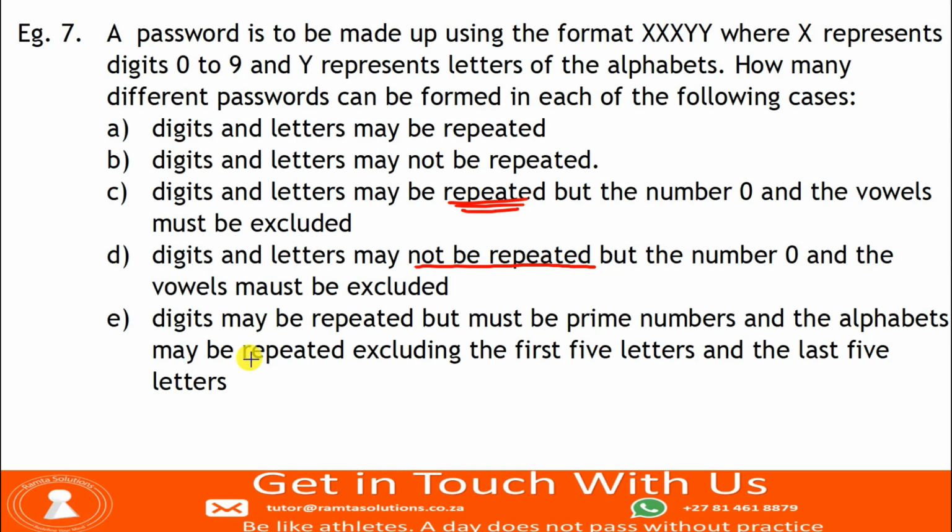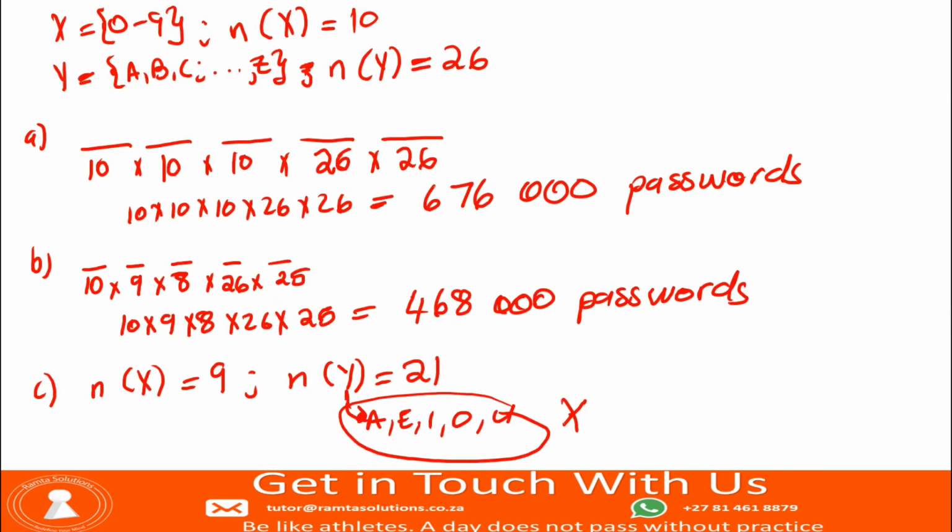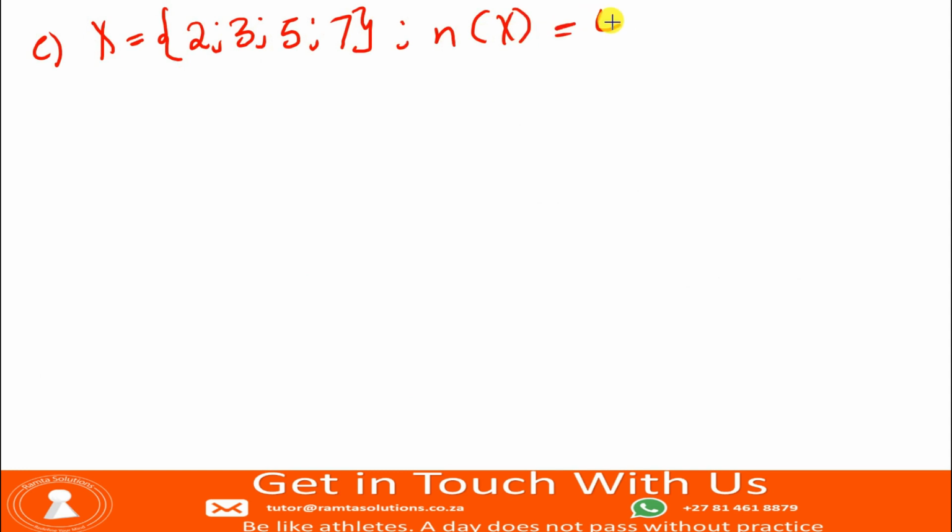Let's go try number E. Digits may be repeated, but must be prime numbers, and alphabets may be repeated, excluding the first 5 letters and the last 5 letters. Okay, let's talk prime numbers. Prime numbers are numbers that can be divided by 1 and themselves. That's 2, 3, 5, 7. That's it. Therefore, you have 4 numbers.